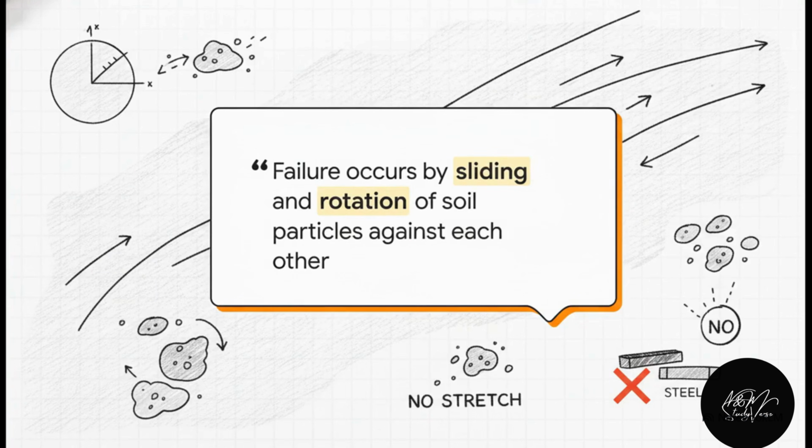Let's start with what physically happens when a hillside collapses. Unlike steel or wood, soils have virtually zero tensile strength. You literally can't stretch dirt. Because of that, soils almost always fail in shear. As our sources point out, this failure happens through the sliding and rotation of soil particles against each other, which is basically tearing along a plane when opposing forces push past one another.